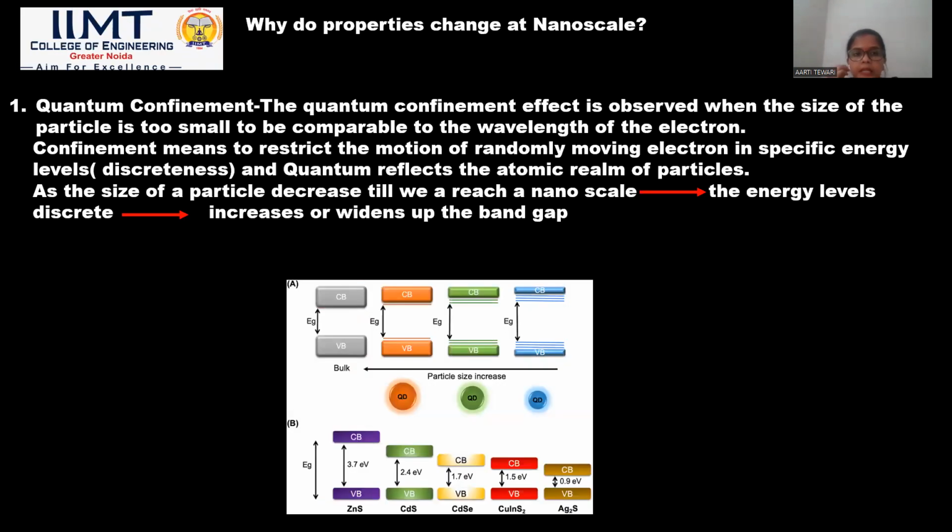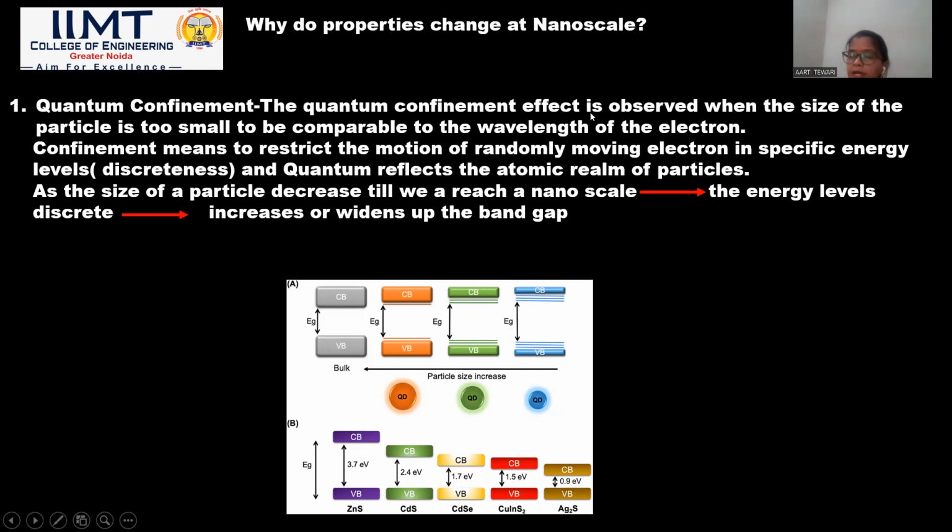Okay? Then the question is, why are these properties changing? So why are these properties changing is the question. There have to be certain changes when you're taking the material to nanoscales that make the properties change. So we discuss the first one, and that is what is called quantum confinement. So what is quantum confinement? Quantum confinement is observed when the size of the particle is so small as to be comparable to the wavelength of the electron.